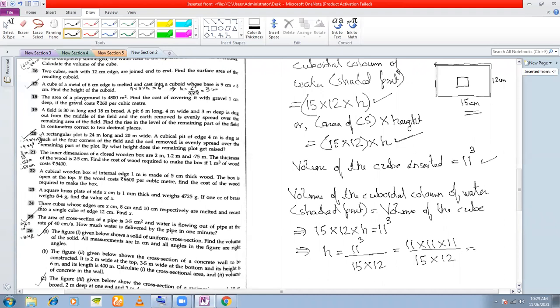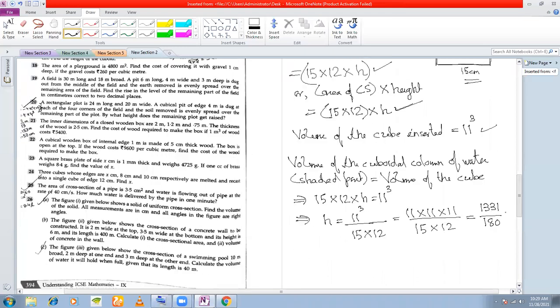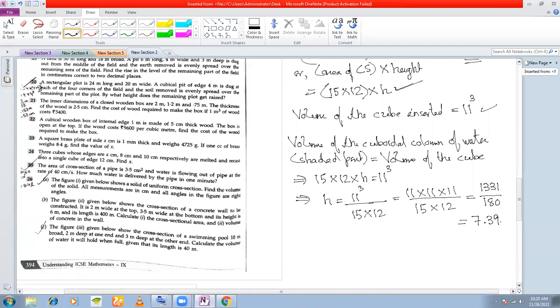So 15 into 12 is 180. So this is 180, and 11 cube is how much? 1331. Yes, 1331. And so therefore, you can divide this directly and you can find this out to be 7 point. You know the basic division, right? 39. 7.39 centimeters. This is the rise in the level of water.